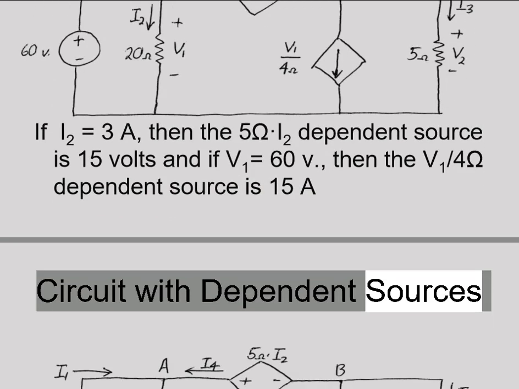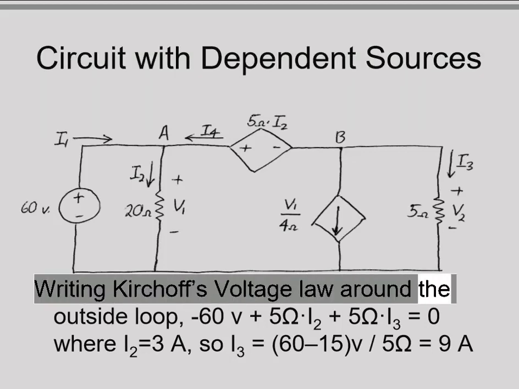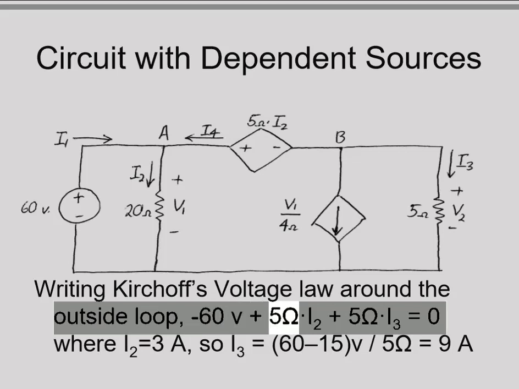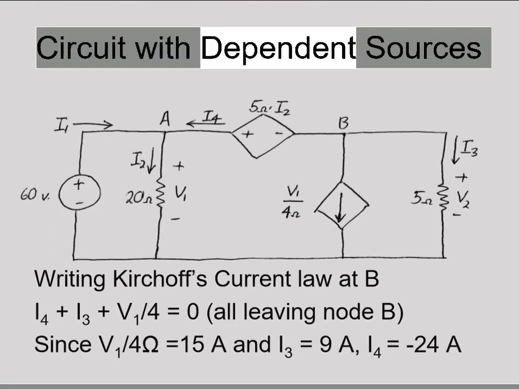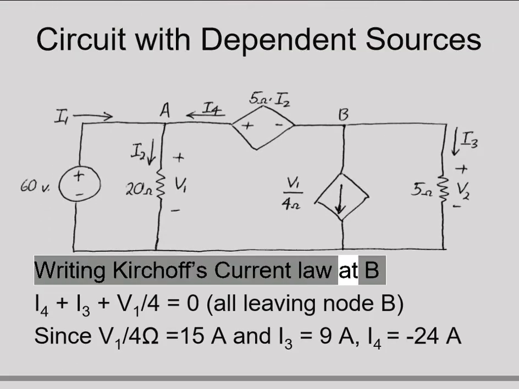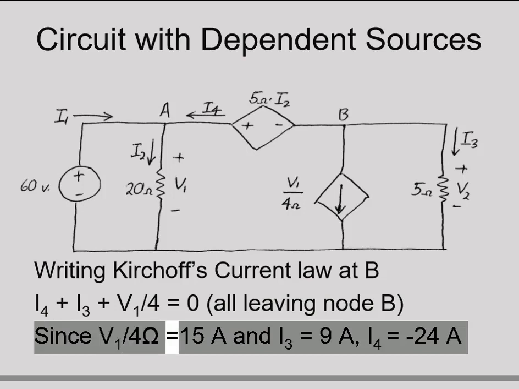Circuit with dependent sources: writing Kirchhoff's voltage law around the outside loop, -60 V + 5 Ω I2 + 5 Ω I3 = 0, where I2 = 3 A, so I3 = (60 - 15) V / 5 Ω = 9 A. Writing Kirchhoff's current law at node B, I4 + I3 + V1/4 = 0, all leaving node B. Since V1/4 Ω = 15 A and I3 = 9 A, I4 = -24 A.